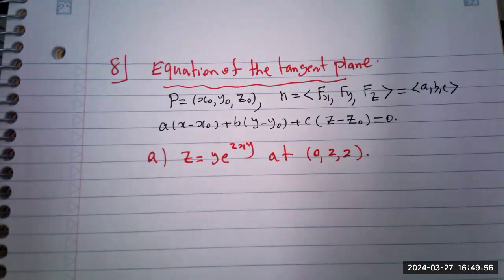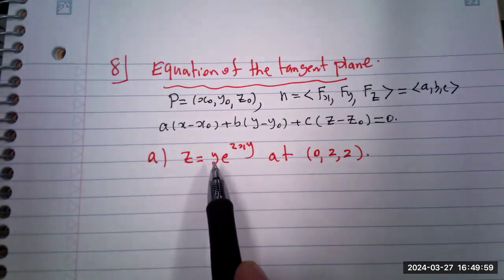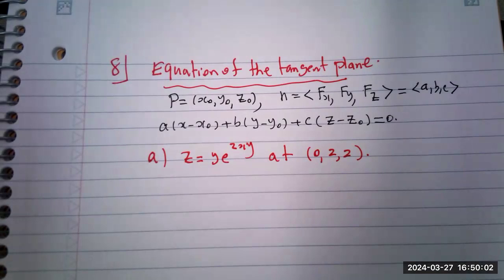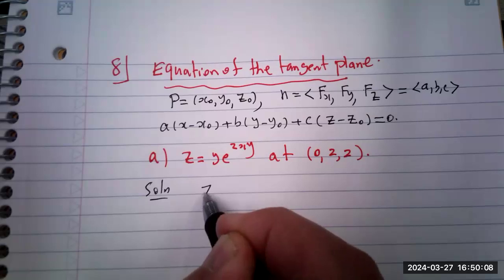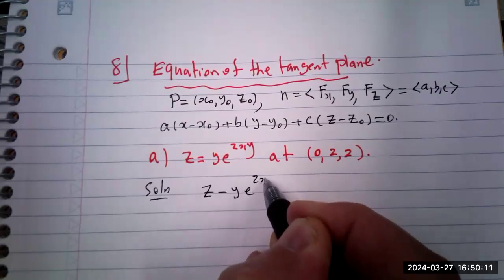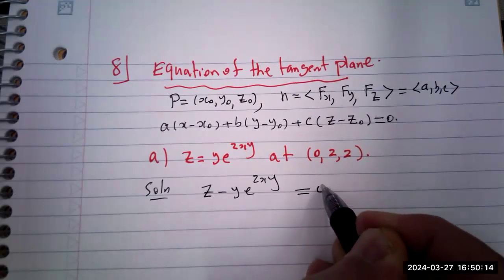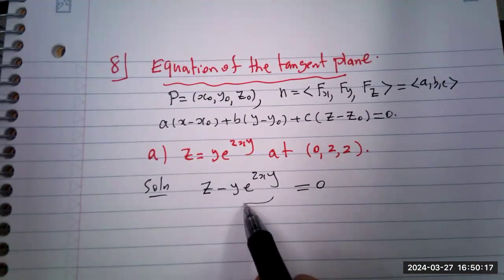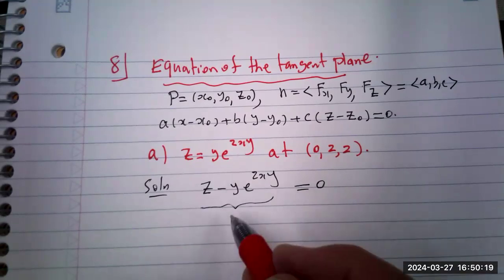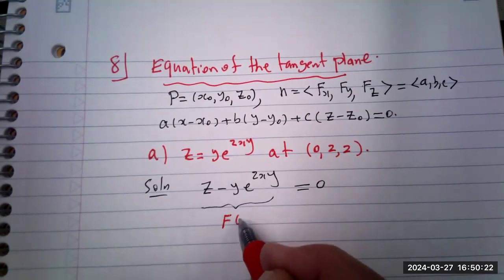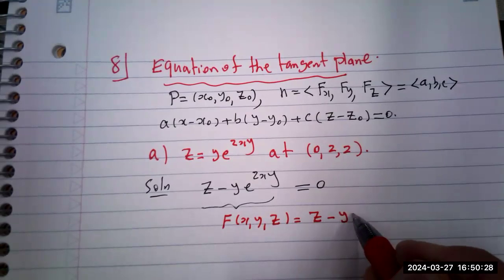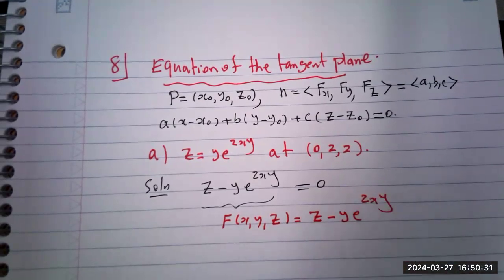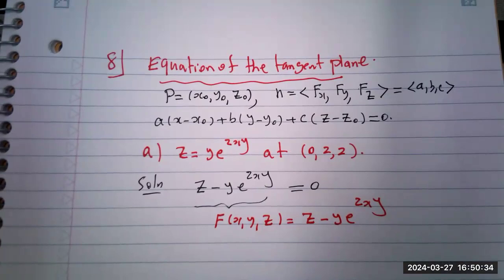So the way we did it the other day, we are going to write this and move everything to one side of the equation to have a general format that we talked about. So the solution is z minus y e to the 2xy equal to 0. This is the function that you're going to call f. So your f of x, y, z is simply z minus y e to the 2xy. It's the way you introduce the function. You can do this directly, but this is the way we do it.